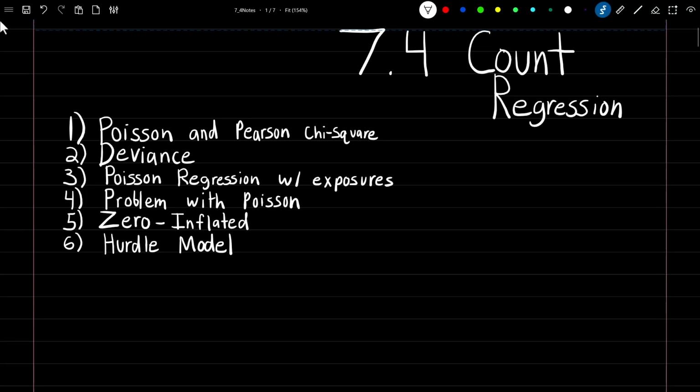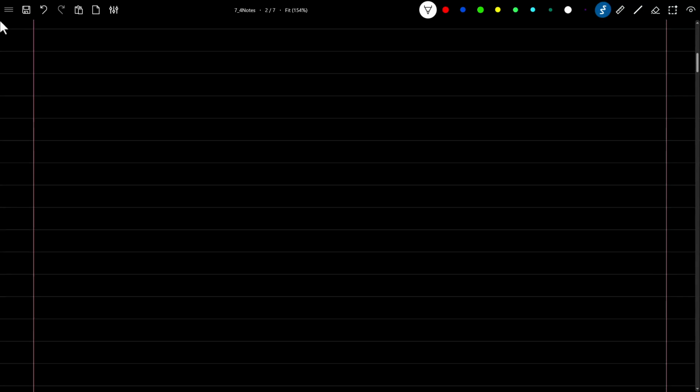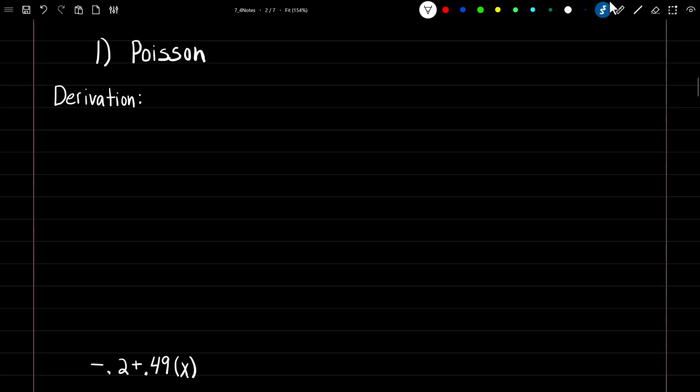What's going on, guys? In this video we're going to be covering different models we can use when we have a count dependent variable. The model we're going to be covering the most is going to be our Poisson regression. So I'm going to give the derivation for its log likelihood now.